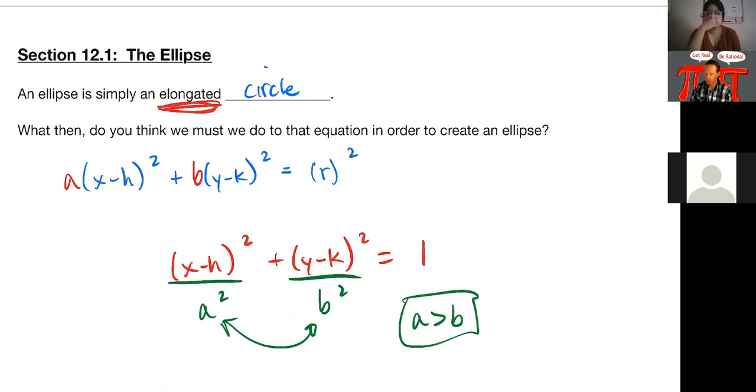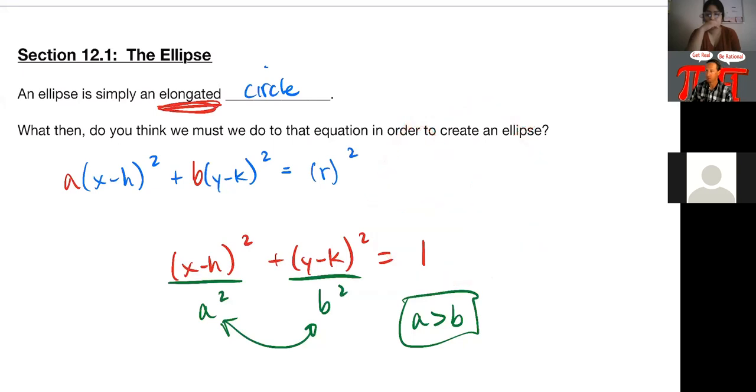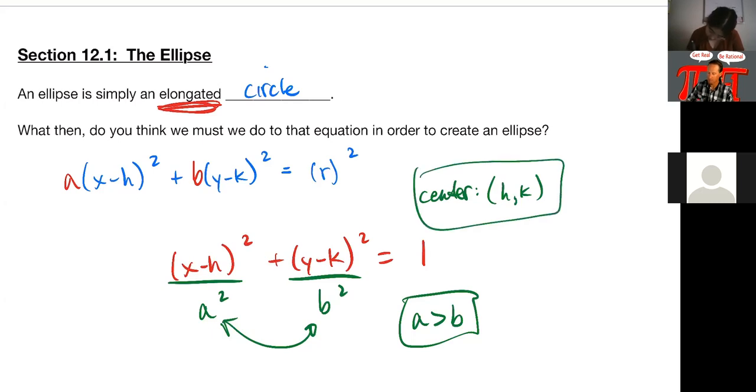Very good. Now here's what's weird. Can I just be given a center and a radius? Well, no, that creates a circle. So we still need that center, which would be our H, K, to keep things consistent. But now we need to know how far we go in the X direction and how far we go in the Y direction, which we just mentioned, will be either the A or the B, depending on if it's a horizontal or a longer in the vertical ellipse.